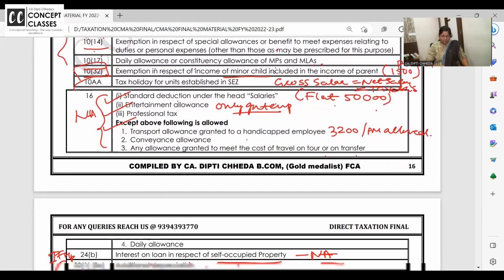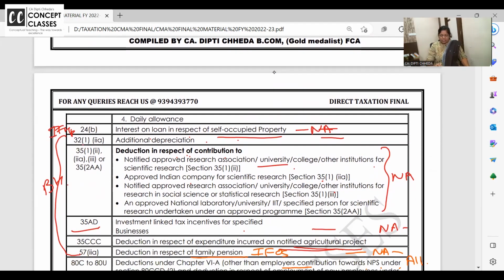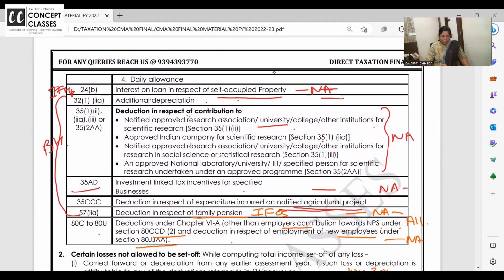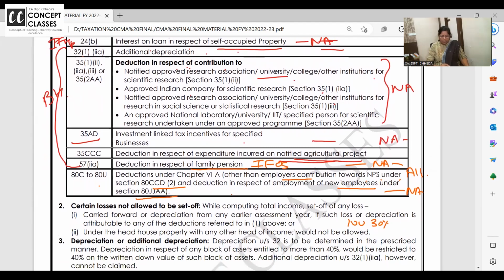All these exemptions are not allowed. In salary, all the deductions are not allowed. Interest on self-occupied property, not allowed. Additional depreciation, scientific research, not allowed. 35AD deductions, not allowed. Family pension, not allowed. 80C to 80U, not allowed.